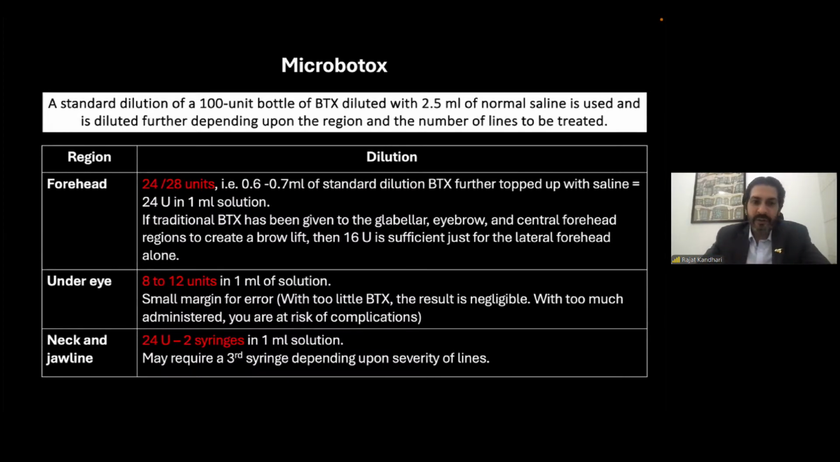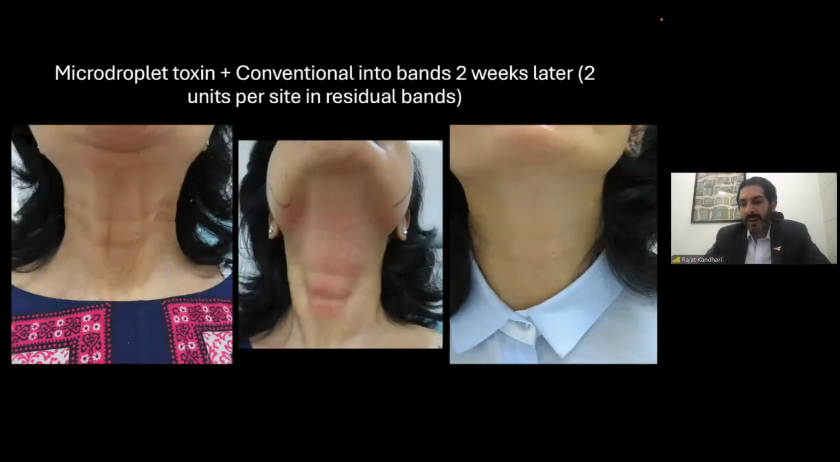For example, if you're treating the neck and jawline, you fill it up to 24 units and the rest of the syringe you fill up with normal saline or local anesthetic, and thereby for other areas. And someone had asked again in the chat box, who's the right candidate? Where should micro-Botox be done in the neck?